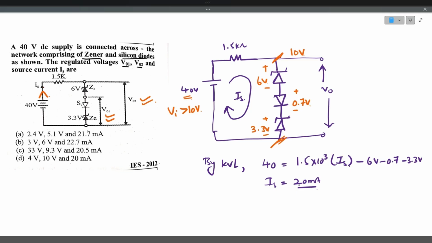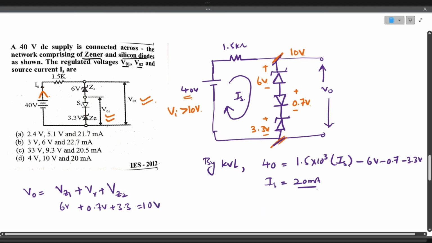So when IS is 20 milliamps, what will be the output voltage? The output voltage is simply the voltage across this branch, that is 10 volts. How? The Zener potential VZ1 plus the cut-in voltage of the silicon diode V gamma plus the Zener potential of the second Zener diode, that is 6 volts plus 0.7 volts plus 3.3 volts, equals 10 volts. So the output voltage is 10 volts and the current is 20 milliamps.